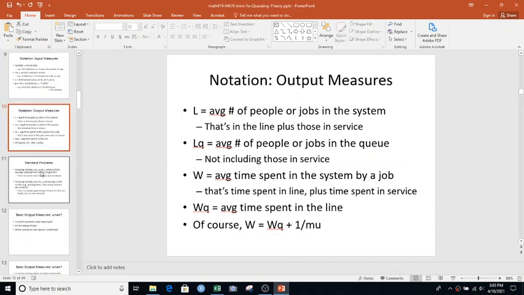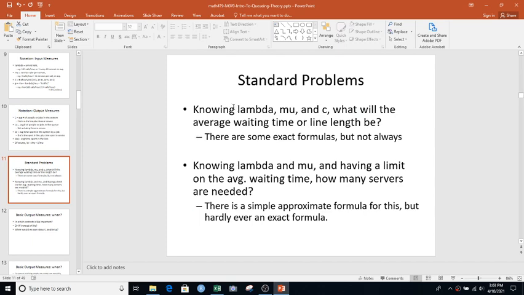So our standard problems in queuing theory are knowing the arrival rate, the service rate, and the number of servers. What will the average waiting time or the average length of the line be? And there's sometimes exact formulas for that, but not always.